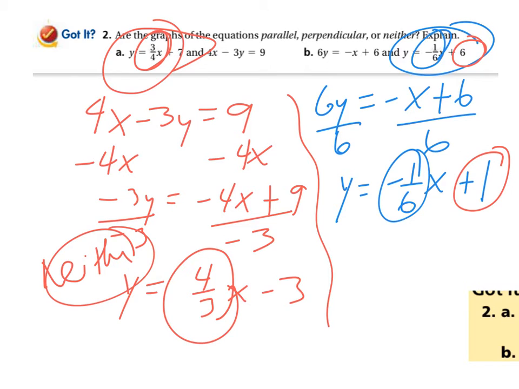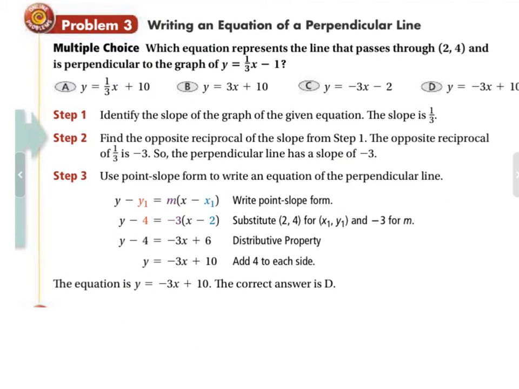Otherwise, it'd be the same line, right? So in this case, they are parallel. They're not the exact same line. Okay, so just like we made a parallel line by using the same slope and a different point, and went through point slope form, we can do the same thing to make a perpendicular line.